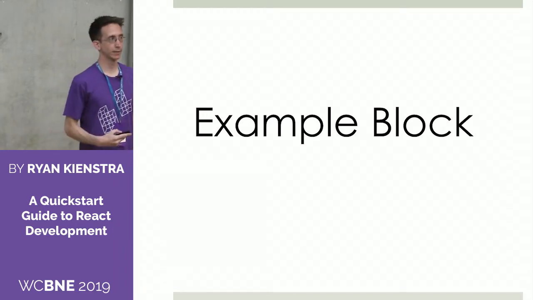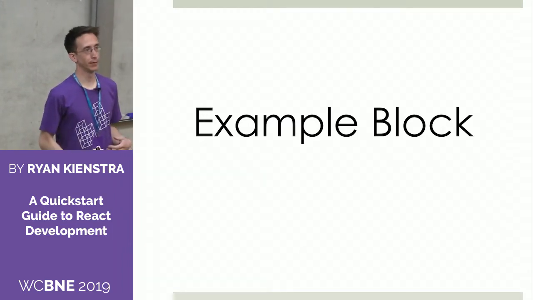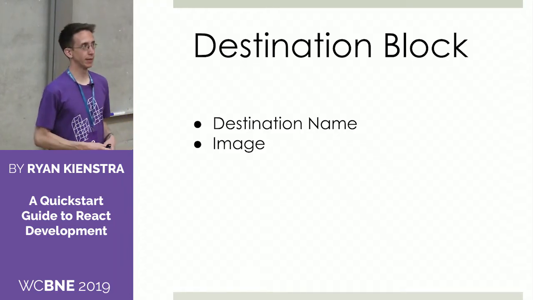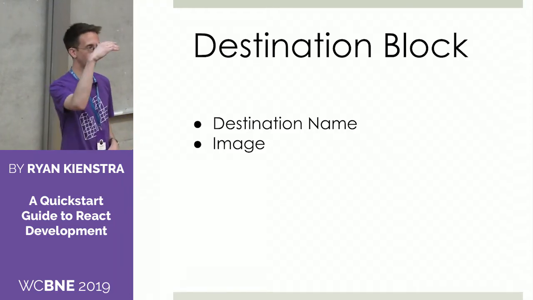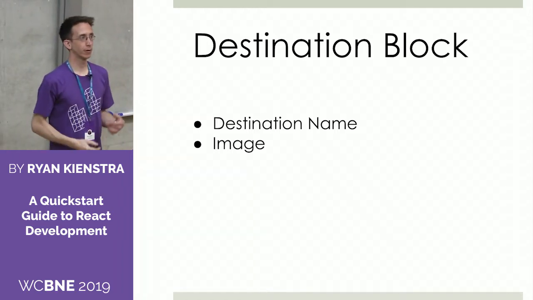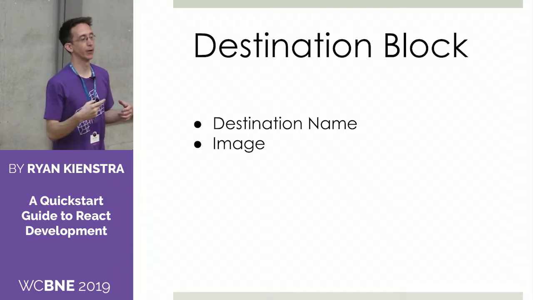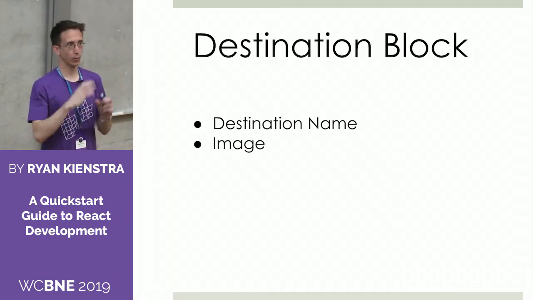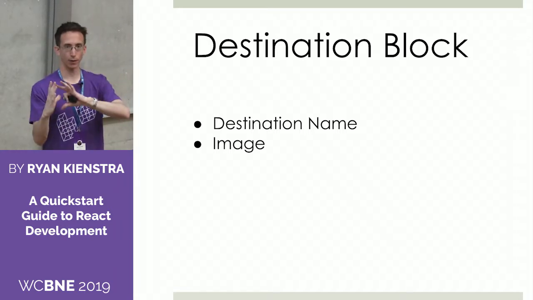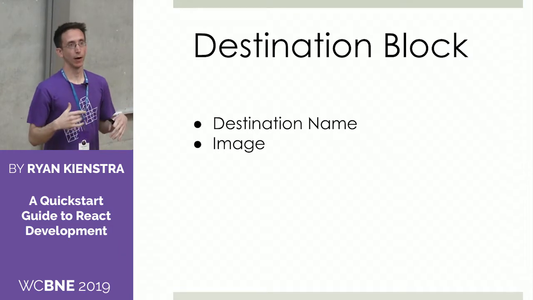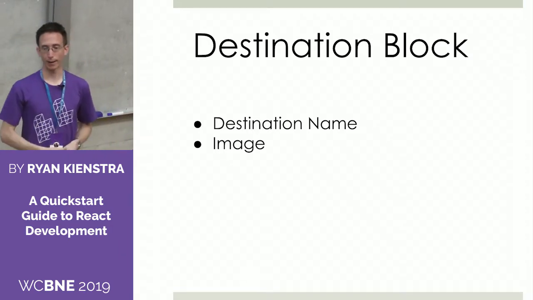Let's take a look at an example block and apply what we've been talking about with this. This will be a destination block. It'll have the name of the destination and a photo of it. You might think we could just use existing blocks for this, but it needs to be wrapped in markup so it appears with the same styling every time a client adds something like this. It's not possible to simply write using existing blocks.